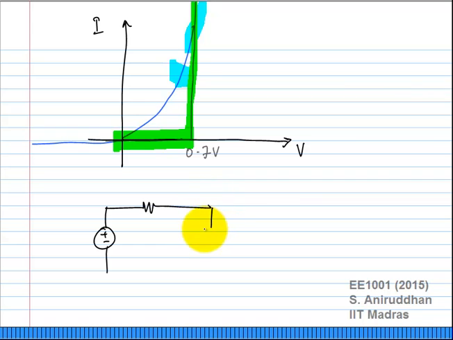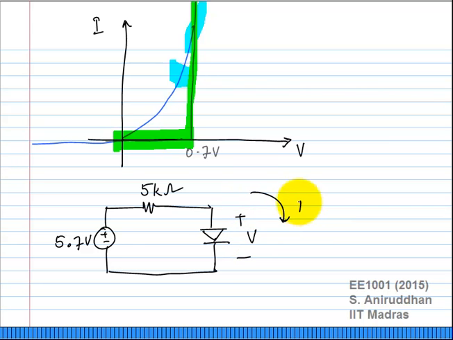how would you use this to solve a circuit? Suppose I told you this was 5 kilo ohms. I take a 5 kilo ohm resistor, put it in series with a 5.7 volt voltage source and complete the loop with the diode. How would you figure out I through the diode and V across the diode? First you assume, let's assume it's forward biased.